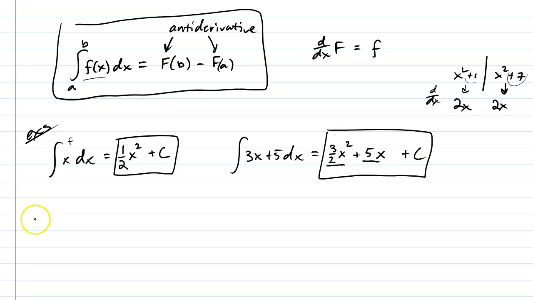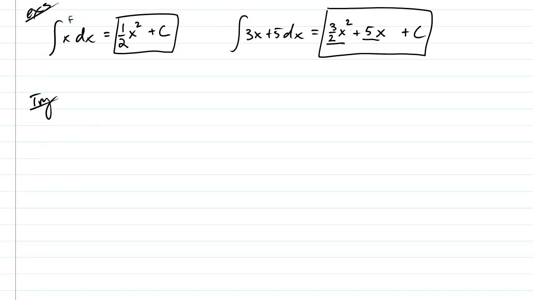Alright, so I'm going to give you one to try. We're going to find the antiderivative of x squared plus x to the 4th dx. Alright, you should pause the video, give it a try. What derived would get you what's in those parentheses?